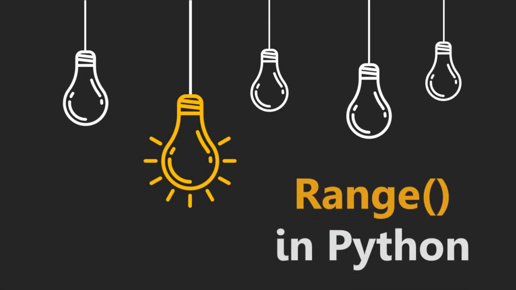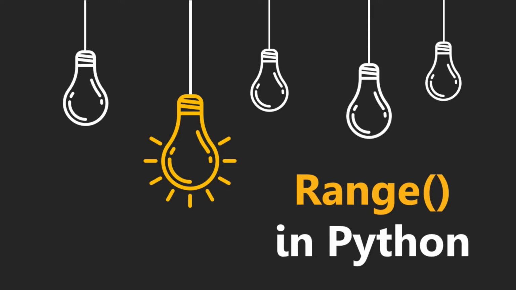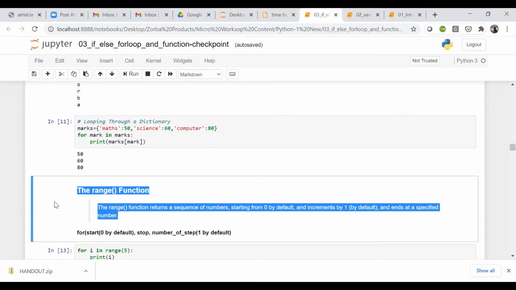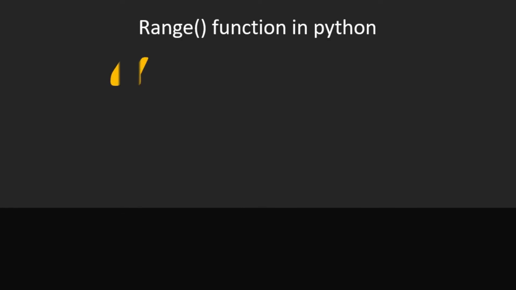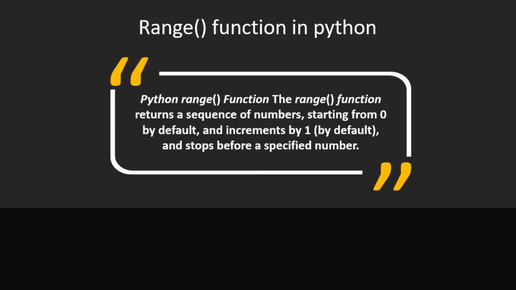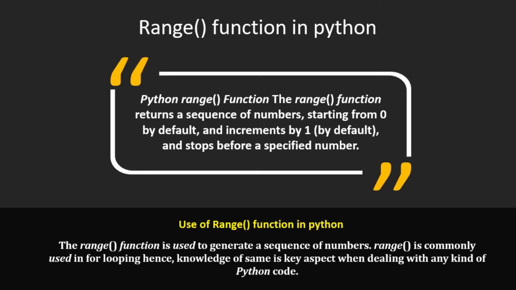There's a range function in Python. I want to bring it up here because it's used quite a lot in a for loop. What a range function does is it returns a sequence of numbers starting from 0 by default, and it increases by 1 and ends at a specified number that you've given.